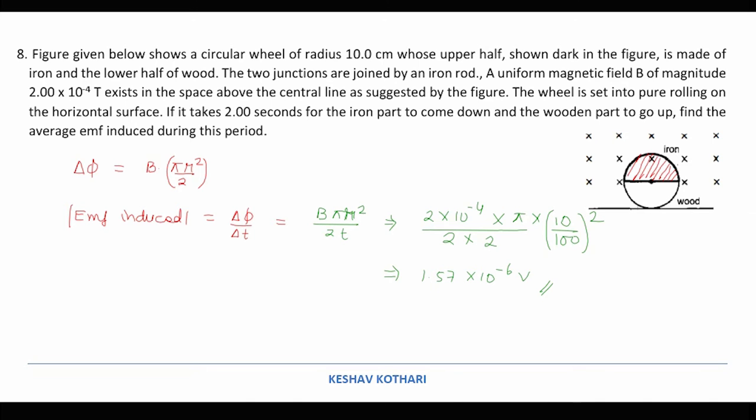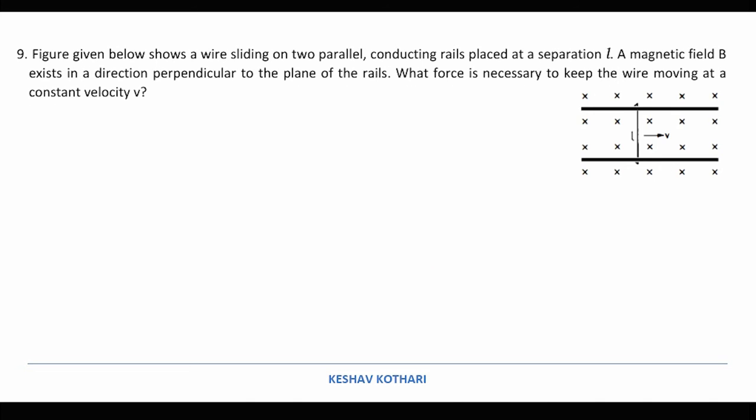So let us move to the next problem. Let us deal with problem number 9. The figure given below shows a wire sliding on two parallel conducting rails placed at a separation L. A magnetic field B exists in a direction perpendicular to the plane of the rails. What force is necessary to keep the wire moving at a constant velocity V?